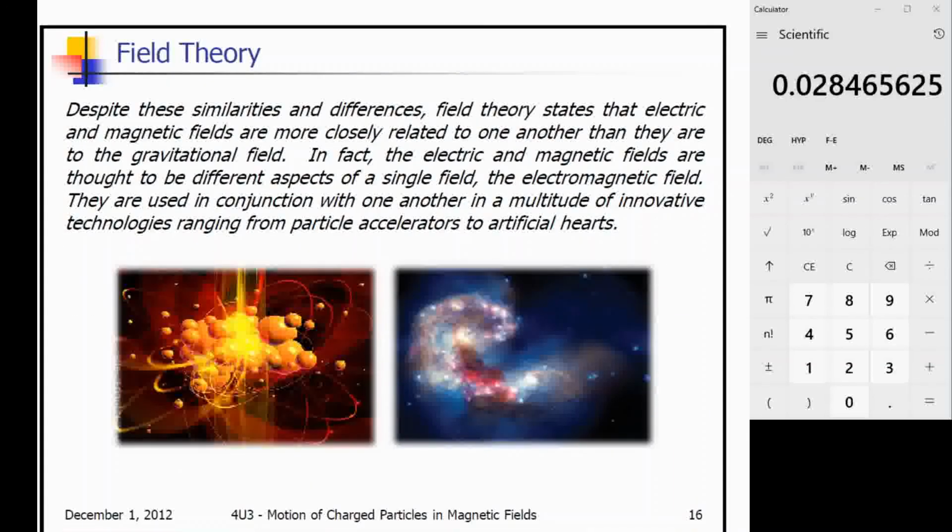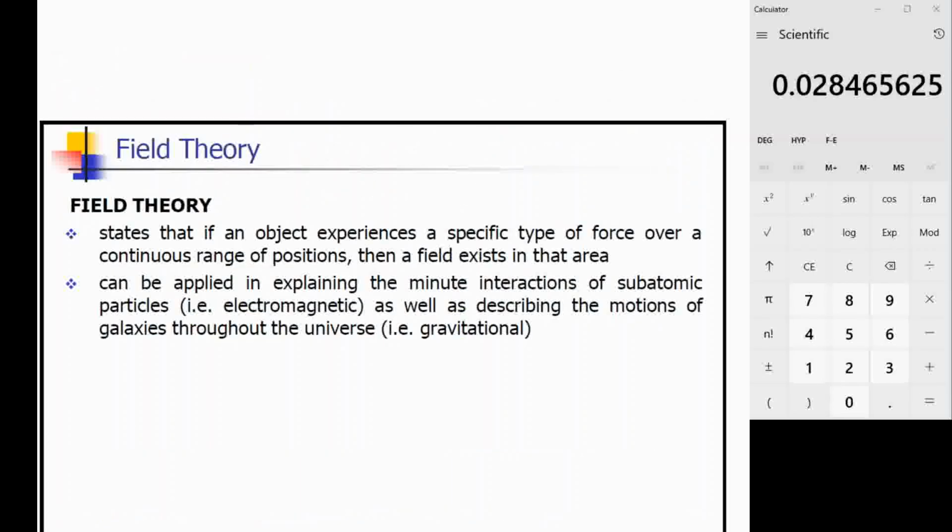So despite these similarities and differences, field theory states that electric and magnetic fields are more closely related to one another than they are to the gravitational field. In fact, the electric and magnetic fields are thought to be different aspects of a single field, which we call the electromagnetic field. They are used in conjunction with one another in a multitude of innovative technologies ranging from particle accelerators to artificial hearts. And we're going to get into this more in Unit 4, which is going to focus more on electromagnetic radiation.